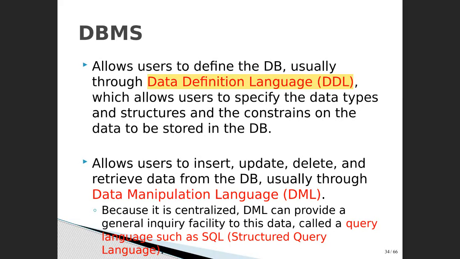By having the data definition language, the DDL, in the database management system, users are able, for example, to identify the data type of each field, to identify the structure of the data. Okay, so by having the DDL, you can define or specify these things. You can define the data type, you can identify the structure, and the constraints, which means some restrictions that can be applied over the data. We will talk about it later.